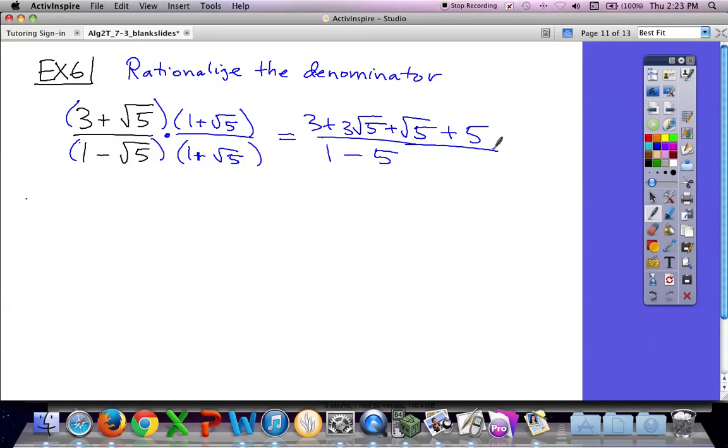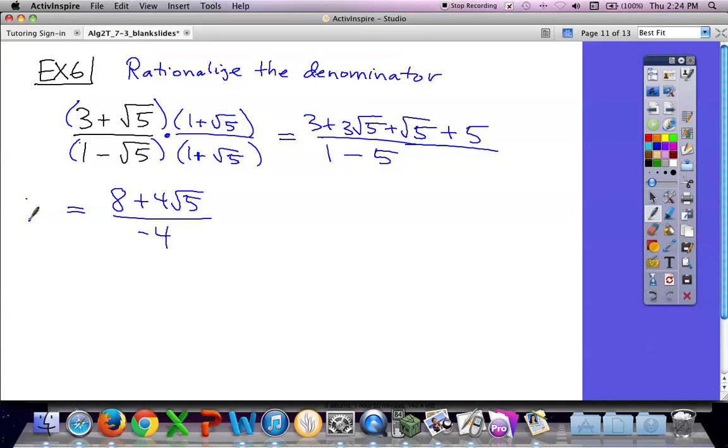Okay, now we have some simplifying we can do. In the numerator, 3 plus 5 is 8. And how many square roots of 5 do we have in the numerator? 3 root 5 plus root 5 is 4 root 5. And 1 minus 5 in the denominator is negative 4.